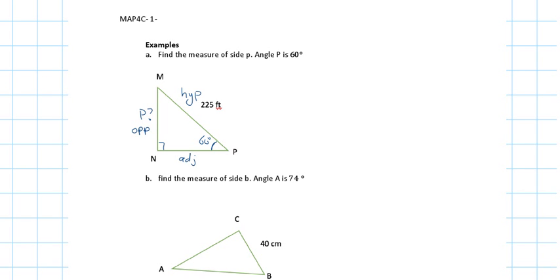Which one do I know, and which one am I looking for? I'm looking for the opposite, and I know the hypotenuse. So which one of these three relates the opposite and the hypotenuse? Sine. And this is how I decide which one to use. Because I'm looking for the opposite and I know the hypotenuse, I know that I have to deal with sine, because this is the one that relates the two. Okay? So I'm going to write my formula. Sine theta equals opposite over hypotenuse.